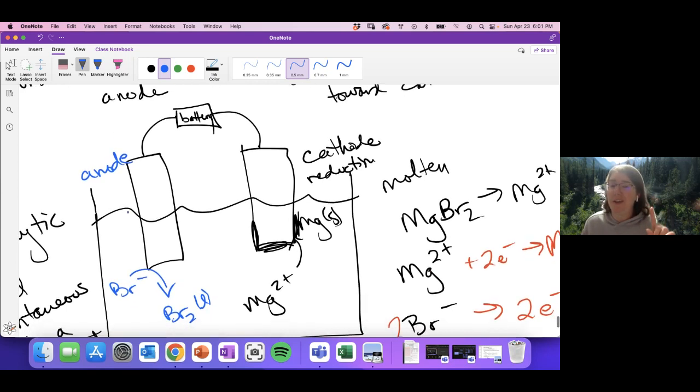And the electrons are actually still moving from anode to cathode because I still need the electrons that are being generated from the oxidation reaction to be used in the reduction reaction. That's still happening. But the charges are different. My cathode is negative in an electrolytic cell. My anode is positive in the electrolytic cell.